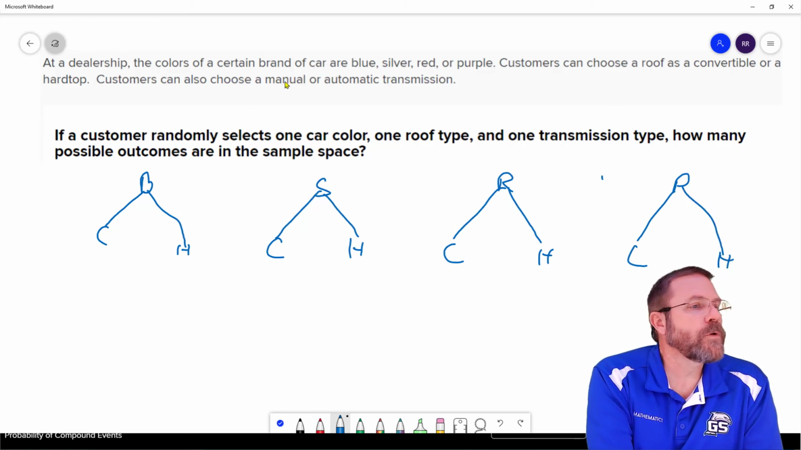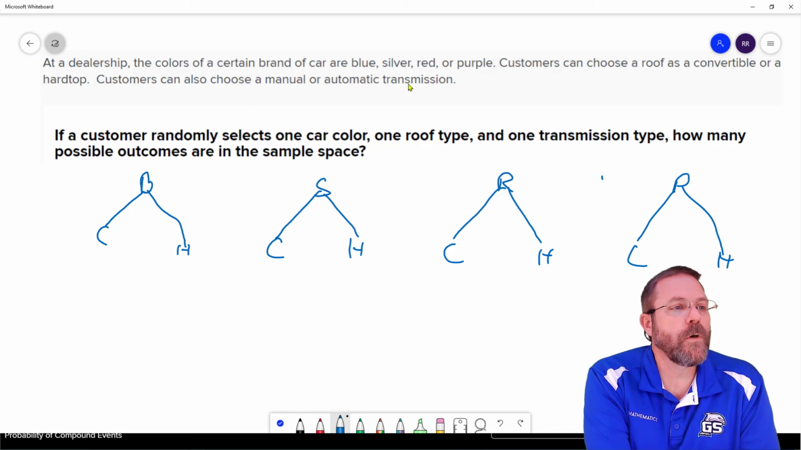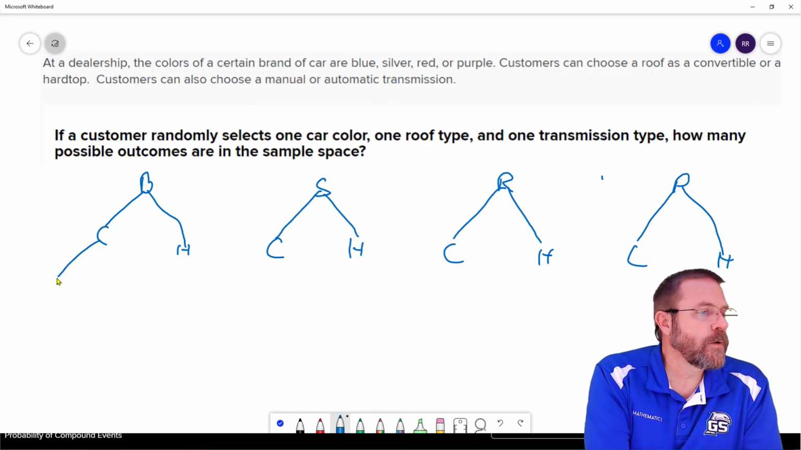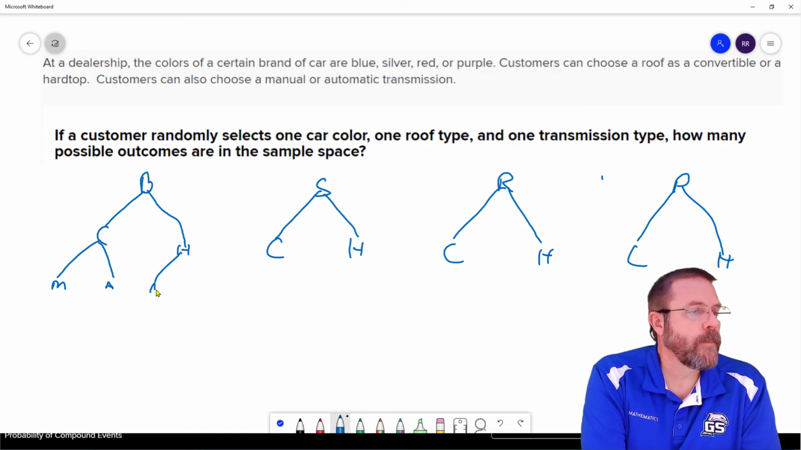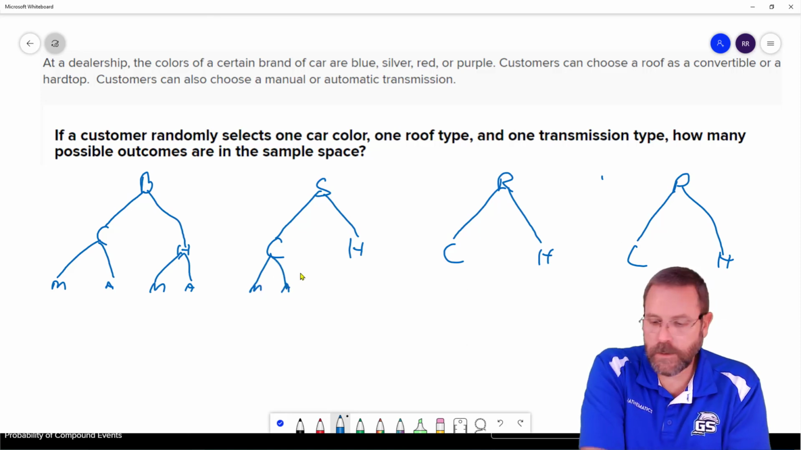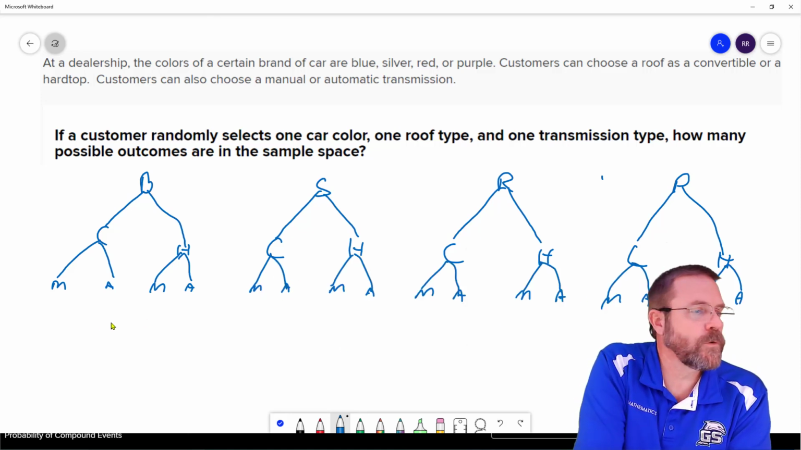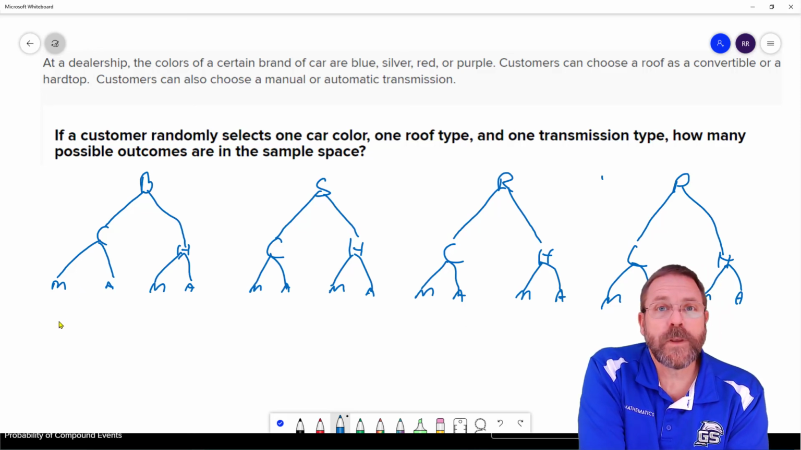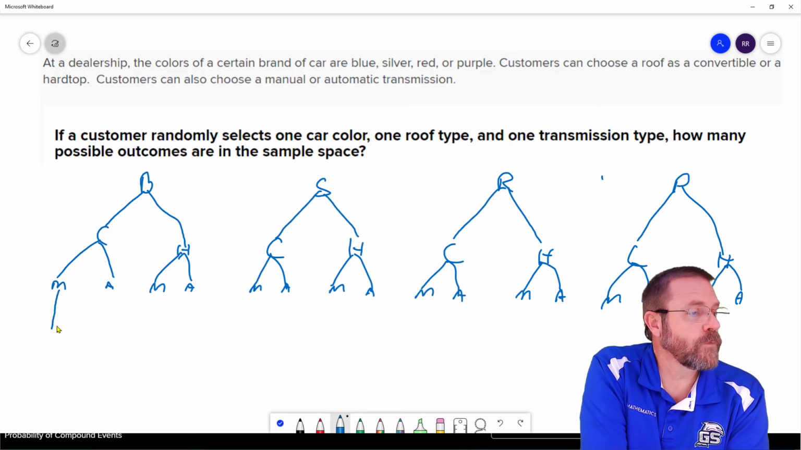I also have a choice between a manual or an automatic transmission. So I could have either manual or automatic, manual or automatic, manual or automatic. And I skipped some of those so you wouldn't have to listen to it. And now it's time to make up my sample space, also known as my outcomes. I could have a blue convertible manual.